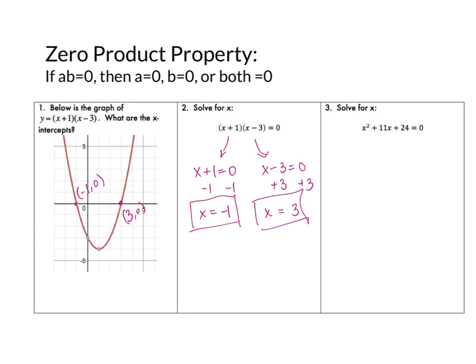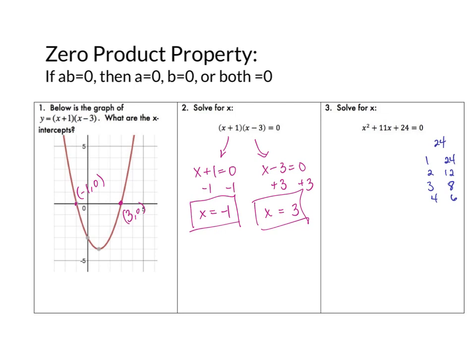So in order to solve a quadratic like this, there's a method. The method we're going to work with is factoring and then using this zero product property. So let's go ahead and factor number 3, x squared plus 11x plus 24. So I need all my factors of 24: 1 and 24, 2 and 12, 3 and 8, 4 and 6.